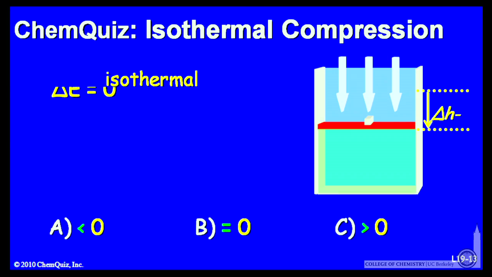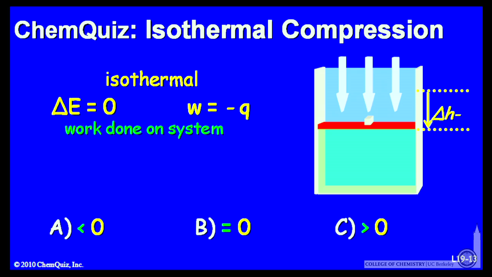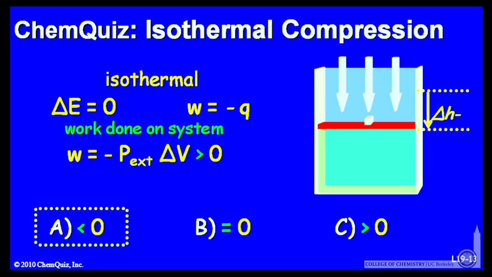Let's look at this. Isothermal, energy change 0. The heat and the work are equal and opposite. The work is done on the system. That's positive work. So that means that the heat must be negative.